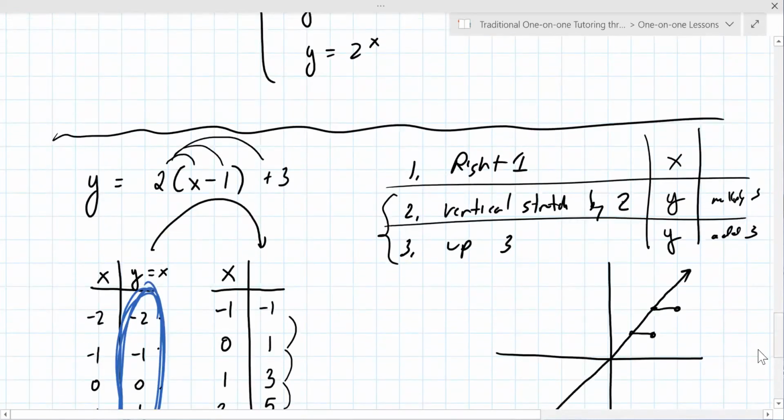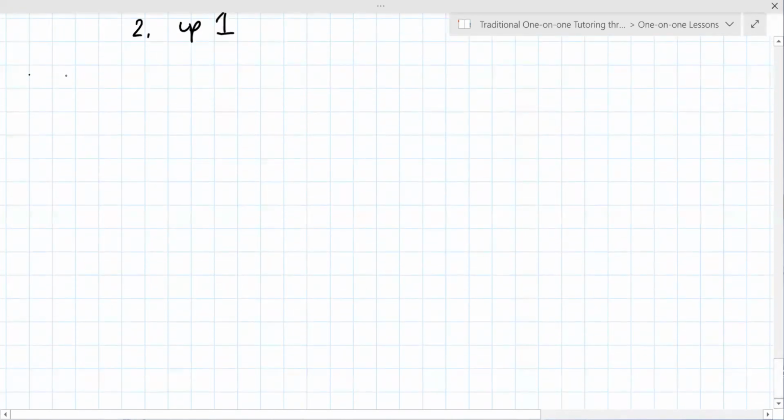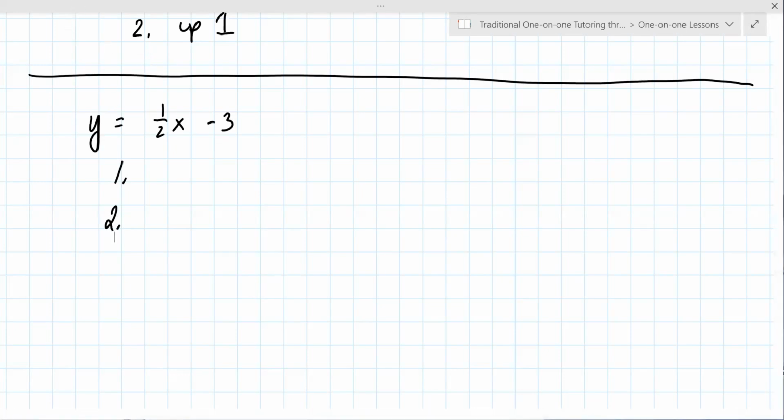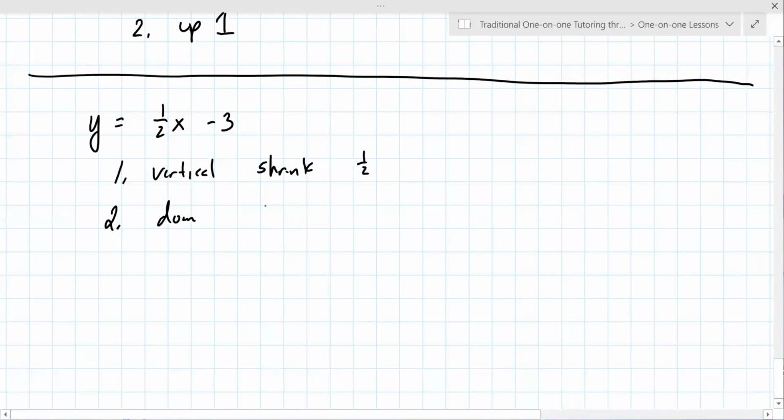Yeah. So let's do another one here, because I think the mistake here is to try to think this is more complicated than it is. So let's say this is your problem, and they want you to list the transformations. There are 2 transformations here. What are they? It will be getting shrunk by 1/2, and moving down vertically by 3. Vertical shrink 1/2, and then down 3. Does the vertical shrink affect the X or the Y?